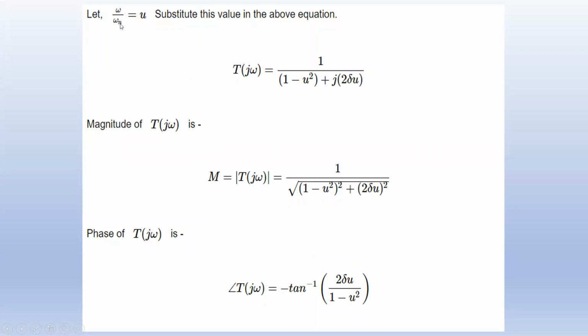If we substitute omega by omega n equal to u in this expression, we have the frequency response expression in terms of u. If we find the magnitude, we have this kind of magnitude, and we have this kind of phase, which is dependent on the damping coefficient delta and the normalized frequency u with respect to the natural frequency. So this is how we can analyze the first order and the second order systems. That's it for today, guys.